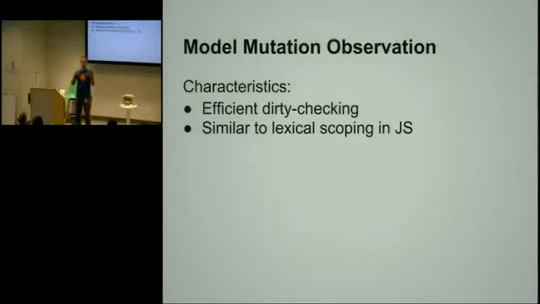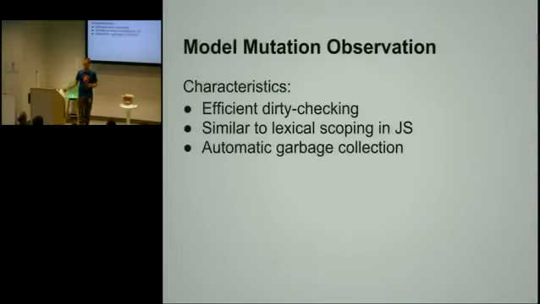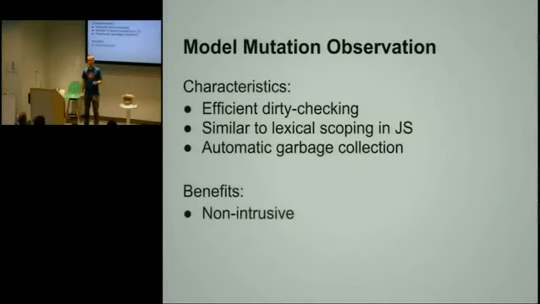If you create a closure, you can think about how each nested closure sees all the stuff from the upper closure, and when the closure goes away, garbage collection kicks in and removes all the stuff. So the whole scoping is very similar to lexical scoping in JavaScript, and it allows us to do this automatic garbage collection. So the benefit is that the data binding is very unobtrusive.